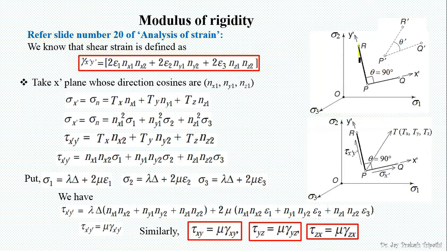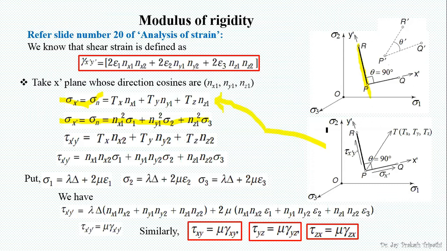Now let's take the x dash plane and write the Cauchy's stress formula. So we will get sigma x dash is equal to sigma n is equal to Tx nx1 plus Ty ny1 plus Tz nz1. And because we are taking principal axis as reference frame, our normal stress will take this form, where Tx will be sigma 1 nx1, Ty will be sigma 2 ny1, Tz will be sigma 3 nz1. So finally we will get this equation.